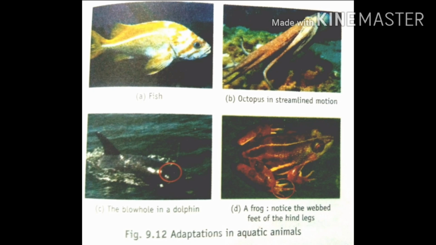Frogs usually have ponds as their habitat. Frogs can live both in water as well as on land. They have webbed feet to help in swimming. Lungs for breathing on land and moist skin for breathing in water. Strong hind legs to help in leaping and catching the prey.